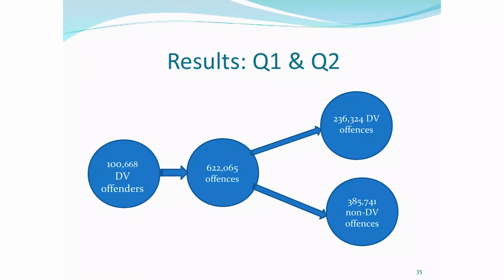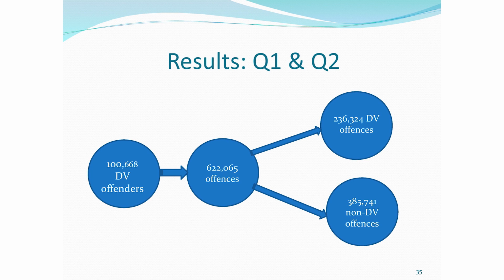So, the answer to the first two questions is easy. We had 100,668 DV offenders. Between them, they managed to generate 622,065 known offences. Of those, 236,000 of them were DV offences, but many more of them were non-DV offences, 385,741. So number one, they're enormously criminally productive. Number two, they're generating far more non-DV offences than they are DV offences.